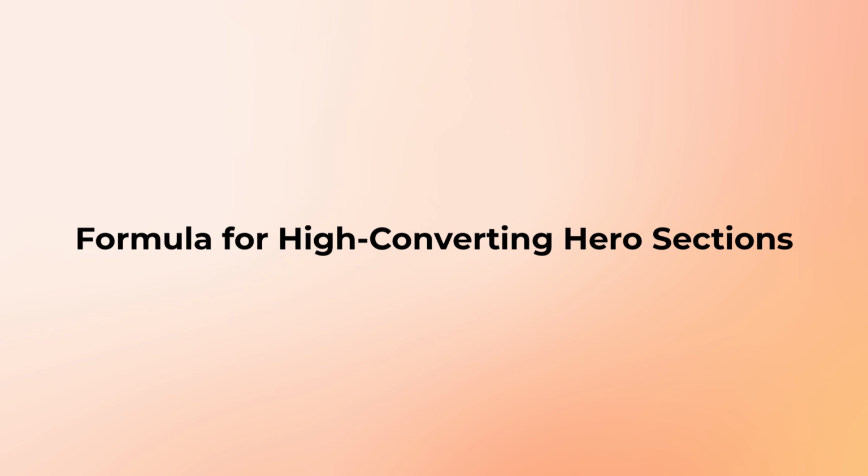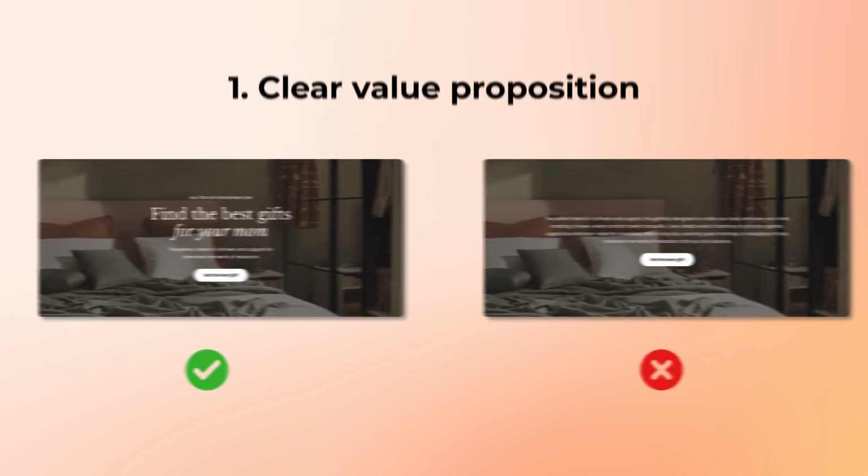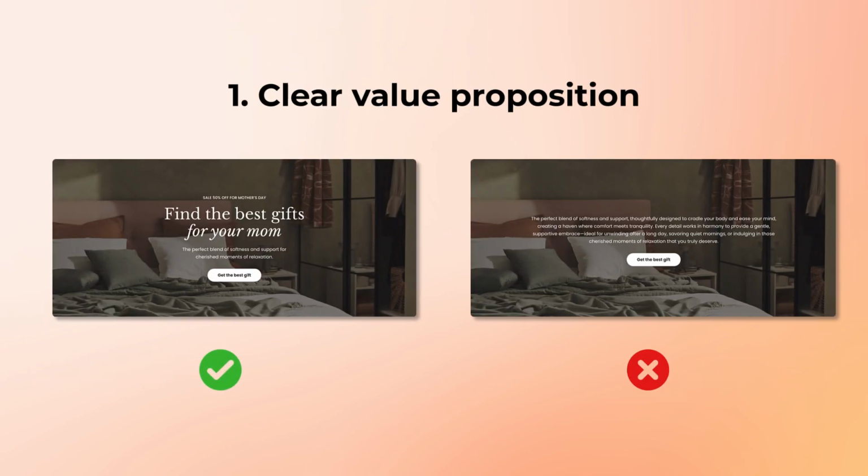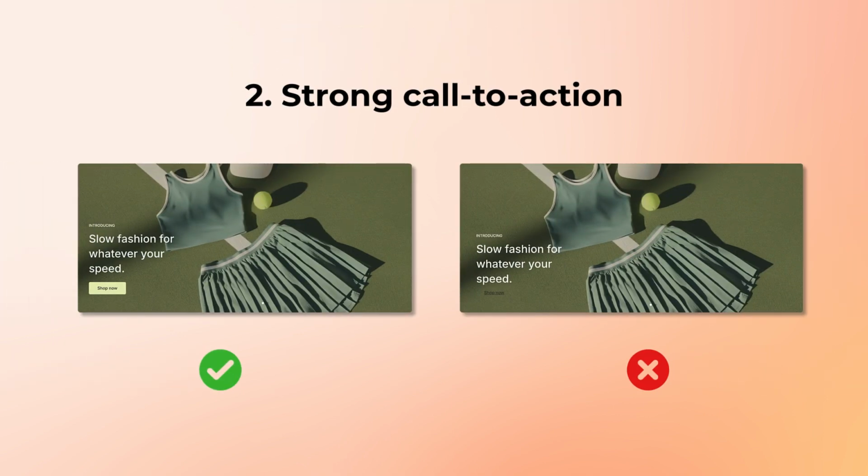So what makes a hero section actually convert? It comes down to a simple formula. First, a clear value proposition, so people instantly get what you're offering and why it matters. Next, a strong call to action, something bold, easy to see, and easy to click.